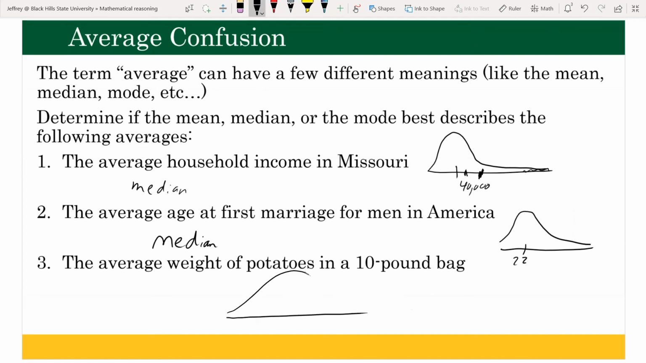For number 3, the average weight of potatoes in a 10-pound bag, I believe we can say that this will actually be a symmetric curve. So I think it would make sense to say that we want to use the mean.